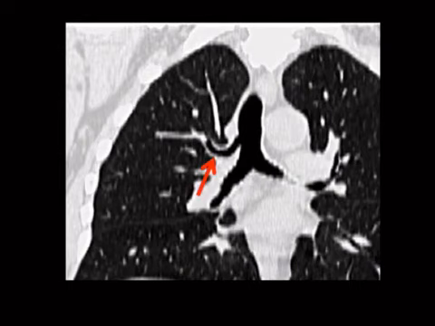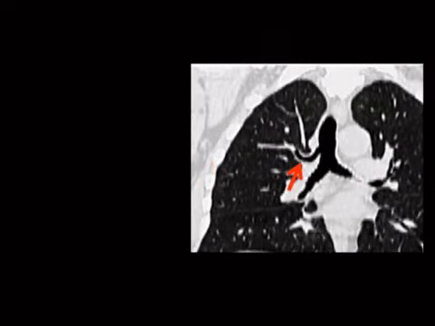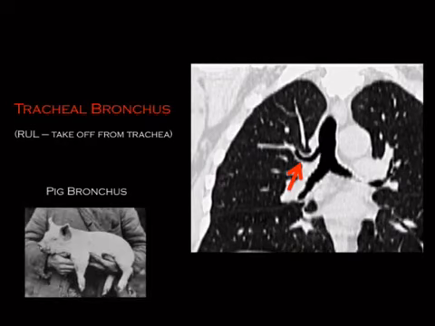So this is another airway question, and this one is a normal variant of anatomy. Notice there's a bronchus that is taking off straight from the trachea, feeding the right upper lobe. This is a common variant called a tracheal bronchus. Some people call it a pig bronchus. I like to call it a pig bronchus. I like to put that in a report. The patient has a pig bronchus. Bury it in the findings.